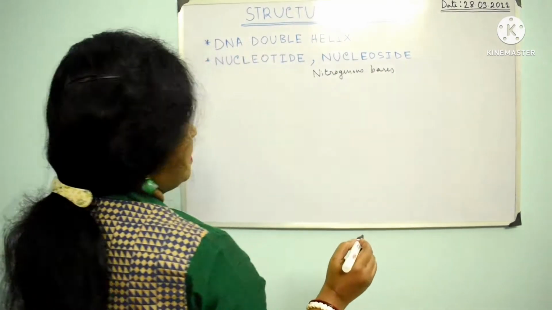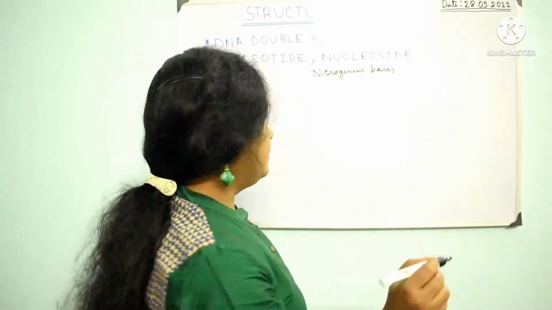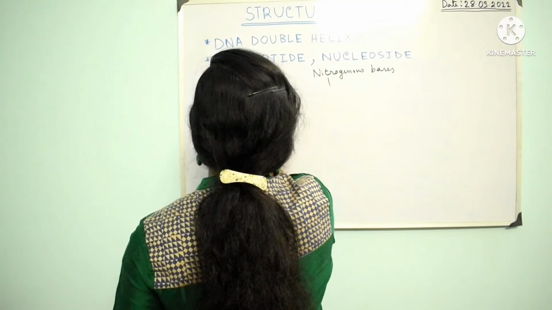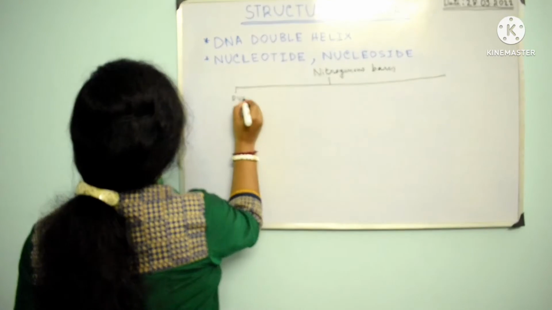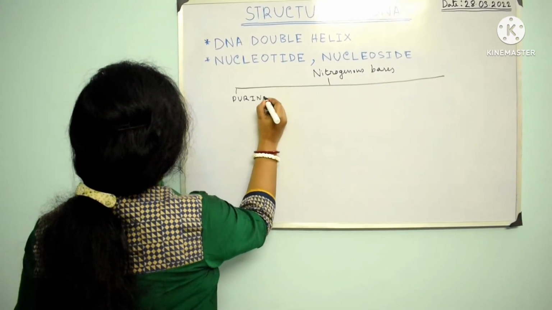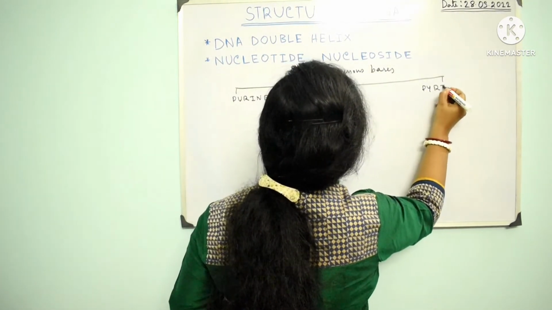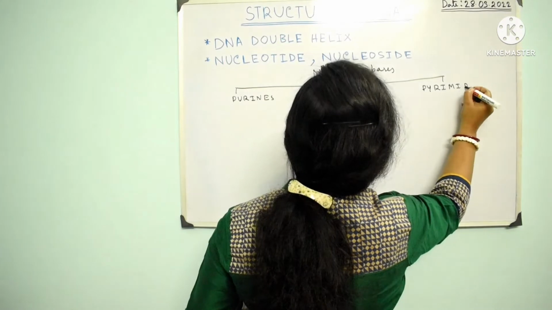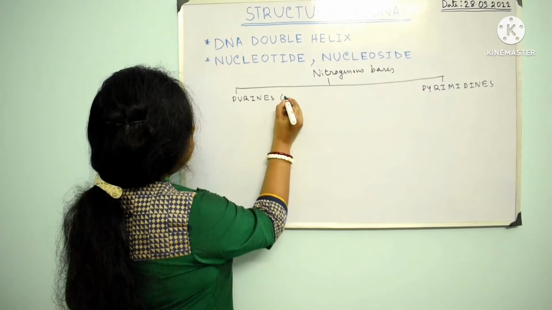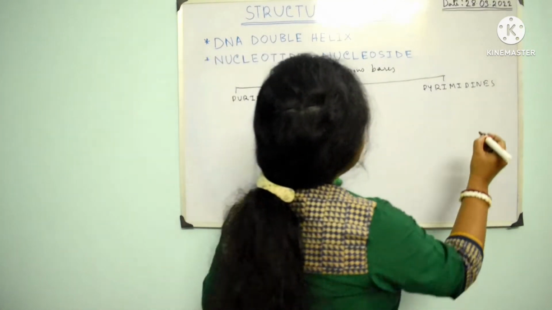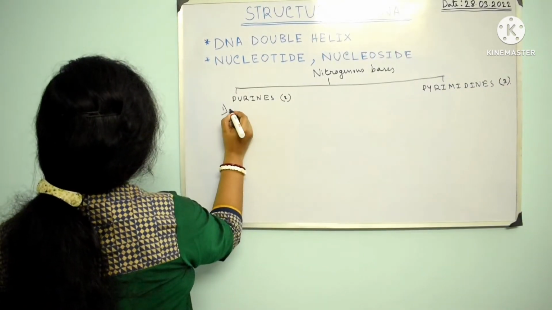Nitrogenous bases. There are two types of nitrogenous bases found here, purine and pyrimidine. There are two types of purines found here, and there are three types of pyrimidines found in nucleic acid.